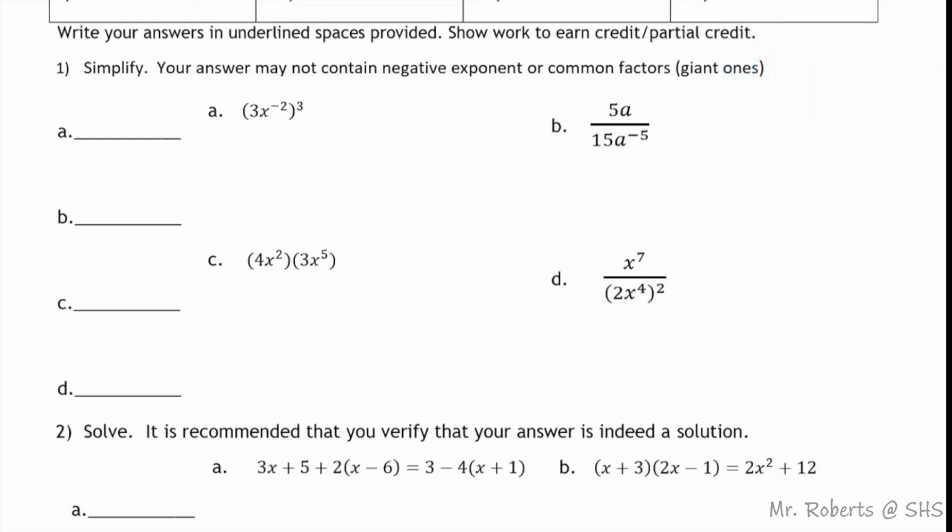So first question, we were given four monomials. You'll notice that there's not any more than one term in each of these, and we're asked to simplify them. Need to get rid of all negative exponents and get rid of powers to powers, parentheses, get rid of giant ones. So let's take a look at the first one.